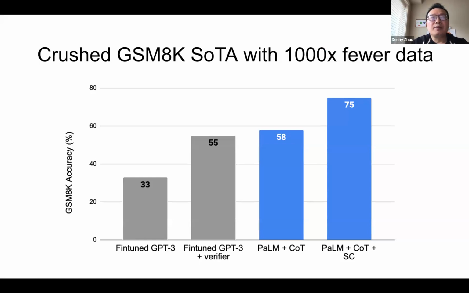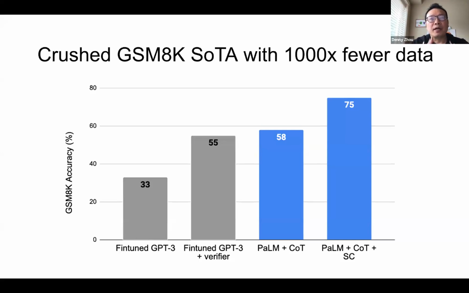On the GSM8K benchmark, from the OpenAI paper, if you fine-tune GPT-3 with the whole training dataset, about 7,000 examples, the accuracy will be 33%. If you fine-tune GPT-3 plus a trained verifier, which means we need additional human labels to rank the solutions, that gives accuracy 55%.